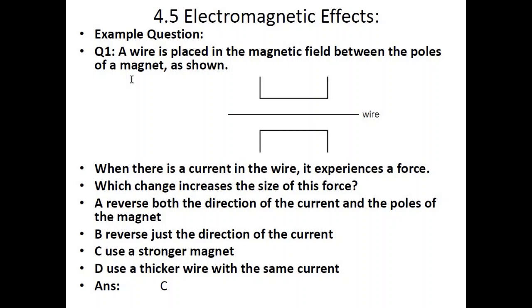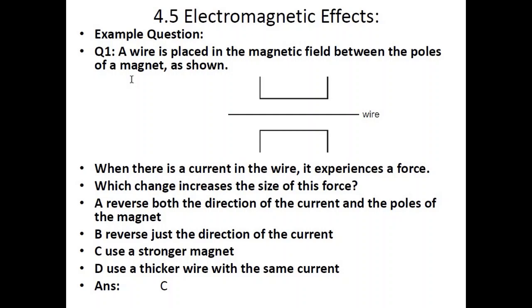Example question: a wire is placed in the magnetic field between the poles as shown. Now we are not being told which pole is which. When there is a current in the wire, it experiences a force. Which change will increase the size of this force? Reverse both the direction of the current and the poles of the magnet?